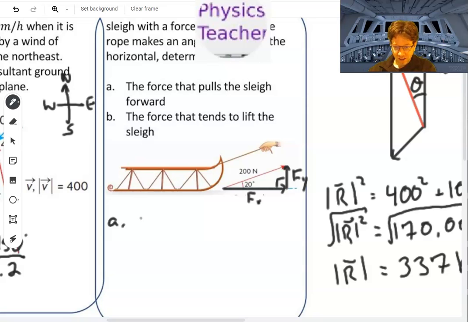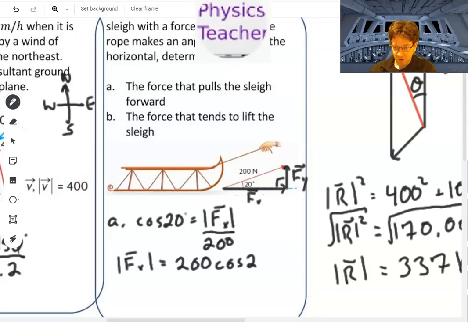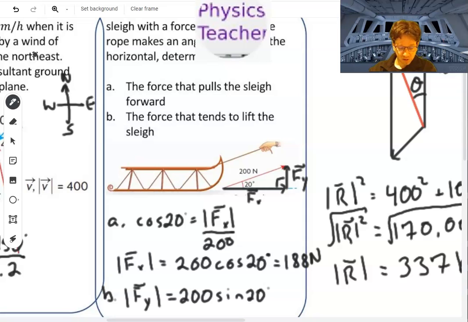To do that, we're going to use our SOHCAHTOA trig ratio cosine. So the cos of 20 equals adjacent over hypotenuse, so the magnitude of Fx, forgot my vector signs in the diagram, over 200. Rearranging, you get the magnitude of Fx equals 200 times the cos of 20, which is 188 newtons. For part B, if we do the same thing but use our sine ratio, we'll get the magnitude for our Fy, or vertical component, to be 200 times the sine of 20, which will equal 68.4 newtons.